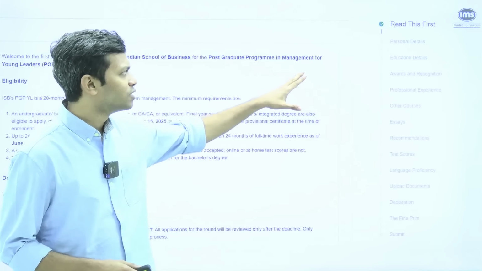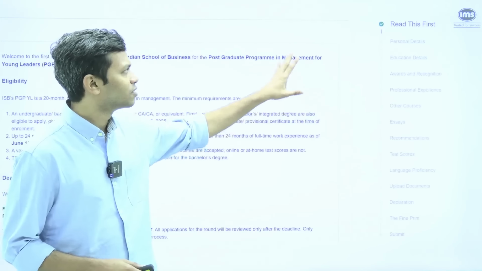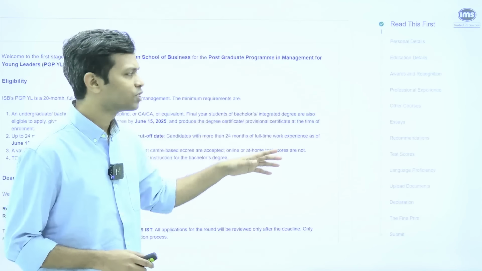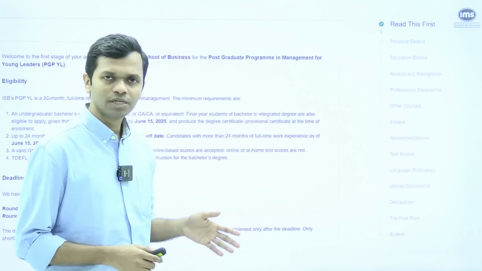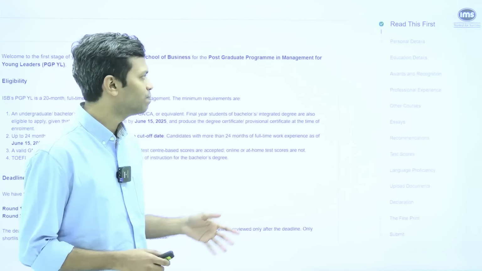So you start with personal details. There is a read this first, which covers all the information that is required. Personal details, educational details, awards and recognition that you have got, professional experience if you have any, other courses, essays, recommendations, test scores, language proficiency, upload document section, there is declaration, the fine print, and the final submit. So there are a lot of things that need to be done.